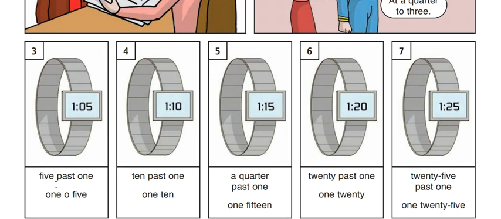1:05. Okay. There are two different ways you can say 5 past 1. Okay. 5 past 1 or 1:05. 10 past 1 or 1:10. Picture 5 shows a quarter past 1 or 1:15. Picture 6, 20 past 1 or 1:20. Picture 7 shows 25 past 1 or you can say 1:25. Okay.